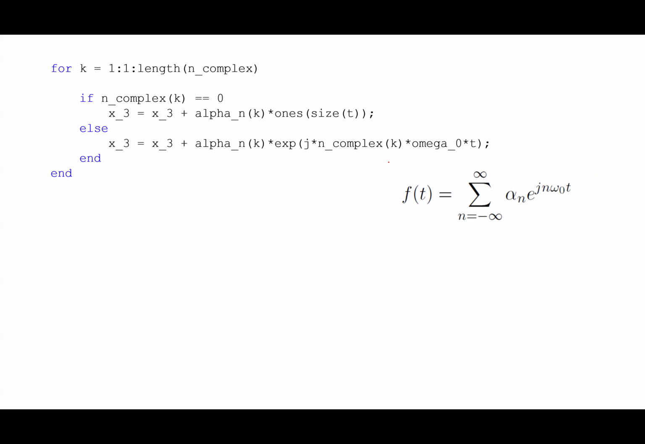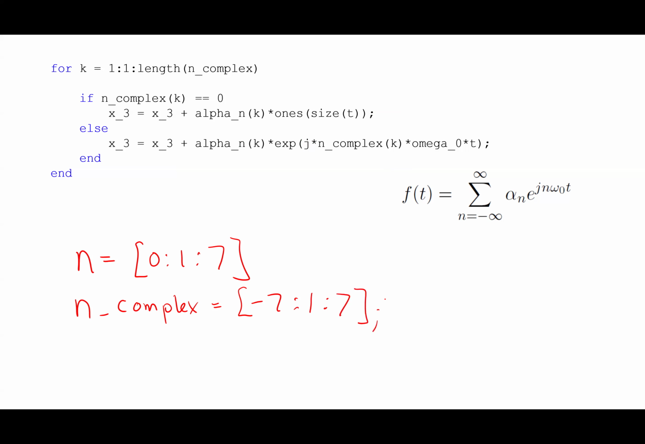And I just have essentially 2 statements, right? What's the first one? If n complex of k equals 0. That means if the n value is 0. Remember, I made two vectors, n and n complex. N went from 0 in steps of 1 to 7. N complex went from -7 in steps of 1 to 7.